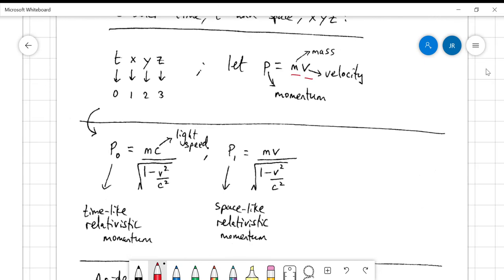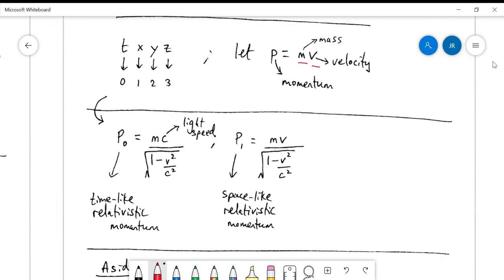Now we're going to start looking at relativistic momentum. Again, if I use zero, I'm talking about time. If I use anything other than zero, I'm talking about space. Let's just consider the x-axis, so we don't need to look at three dimensions. Let's just consider the single axis of time and one axis of space. Now, if I'm talking about time, I'm talking about light speed. If I'm talking about space, I'm talking about regular speed. So let's say I have momentum mv in space, momentum p1, where 1 is the x-axis, remember. So I just have regular momentum.